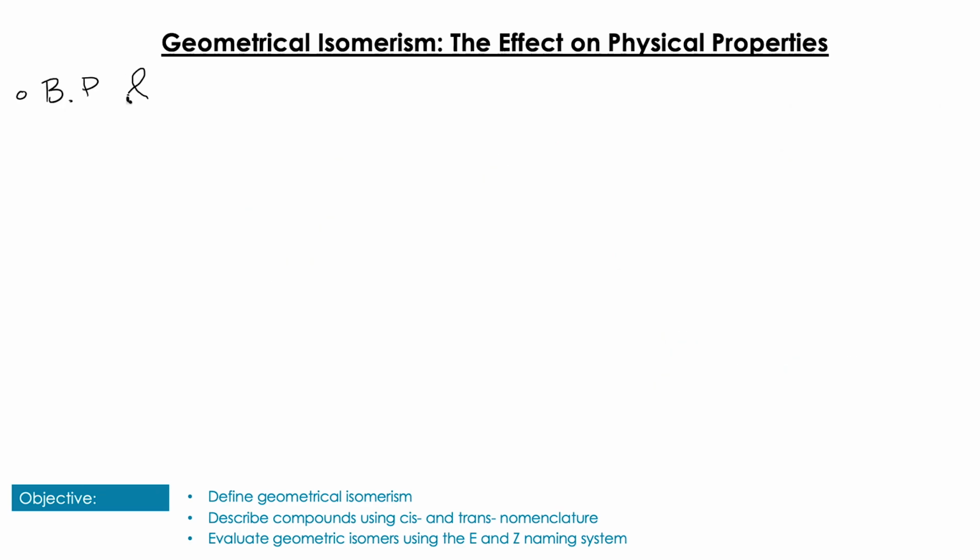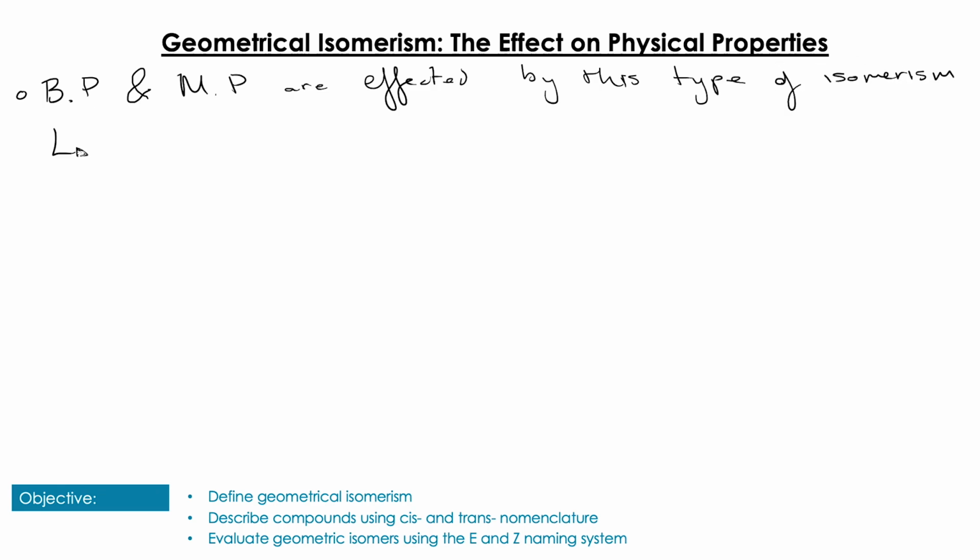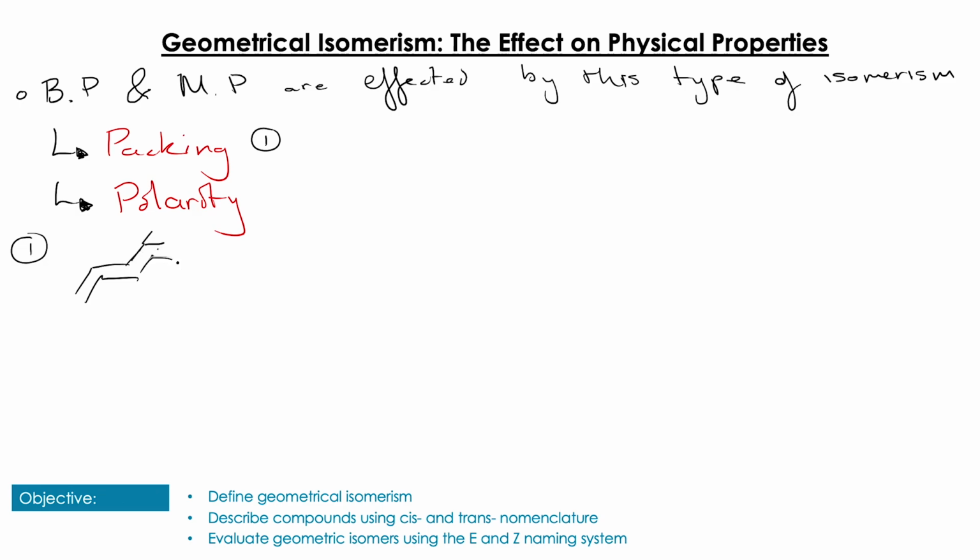There are 2 physical properties that this can affect, that's boiling point and melting point, and they're affected in 2 different ways, but fundamentally they're both operating on the intermolecular forces. One is packing and the other one is polarity. So packing is just like what it sounds, it's how close really the molecules can line up with each other. In the trans isomer, the molecules are much more likely to be aligned next to each other and allow London forces or other intermolecular forces to be able to build up and keep them together more.